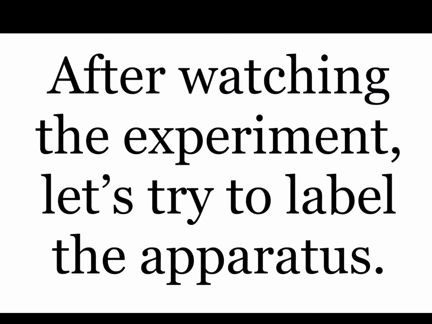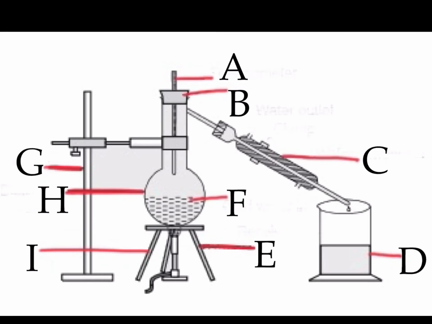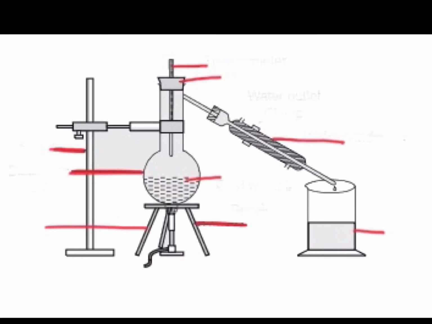Based on the video that you have watched regarding the experiment of the distillation of the ethanol, let's try to label the apparatus or the experiment setup. So this is the experiment setup based on the experiment that you have watched. So you can pause the video and try to label by yourself. We're going to check later. Okay, I hope you have labeled the apparatus. Alright, so now let's relabel the apparatus or the experiment setup.